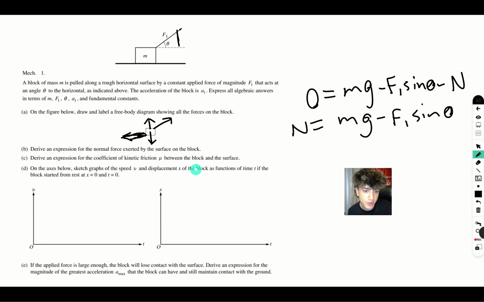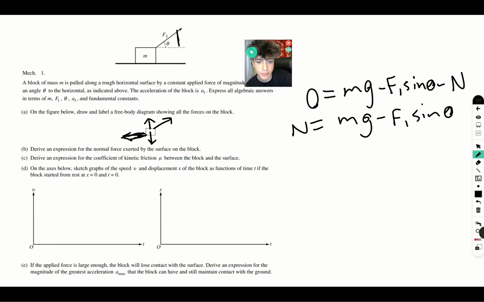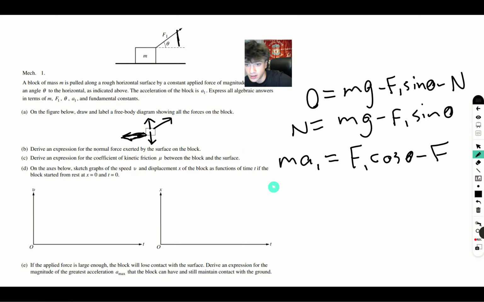Part C asks us to find an expression for the coefficient of kinetic friction mu. So we know that in the horizontal direction, the acceleration is a1, so we'll have m a1 is equal to F1 cosine theta, the horizontal component of the force, minus friction, and we know that our friction is just mu times the normal force.